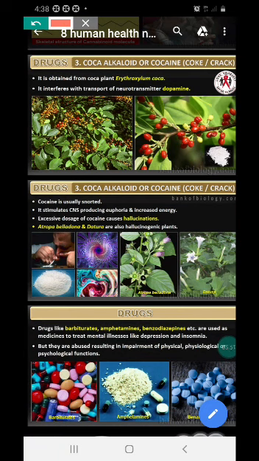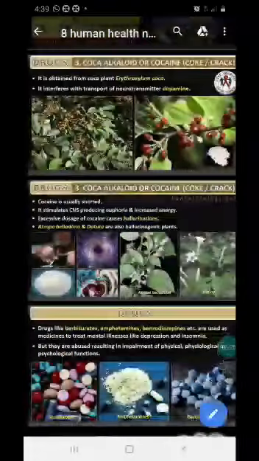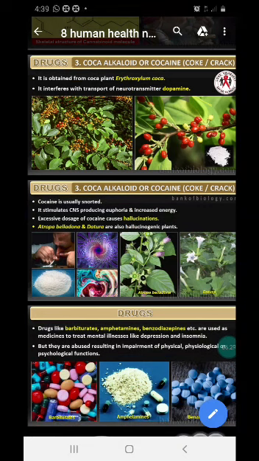Now what is a neurotransmitter? From one neuron to the other neuron, through the synapse, there is transmission of neurotransmitters, the most common of which is dopamine. Okay, so it interferes with the transport of the neurotransmitter dopamine. It is usually snorted. How do people take it? It is usually snorted. Okay, then it stimulates our central nervous system because it interferes with our neurotransmitters.